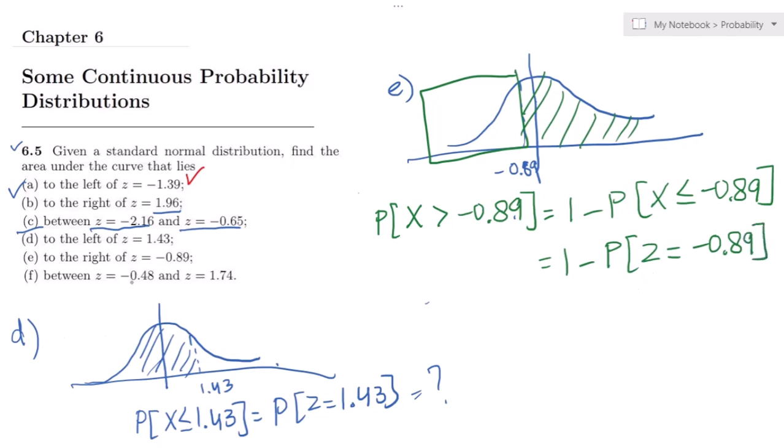The last part is between z equal to 0.84 and z equal to 1.75, and this is similar to part C. You have to do it yourself, try it, and if not, I will solve it in our upcoming video as well.